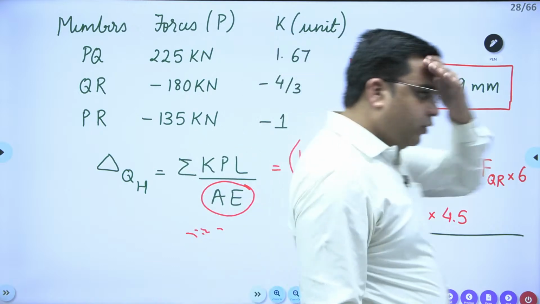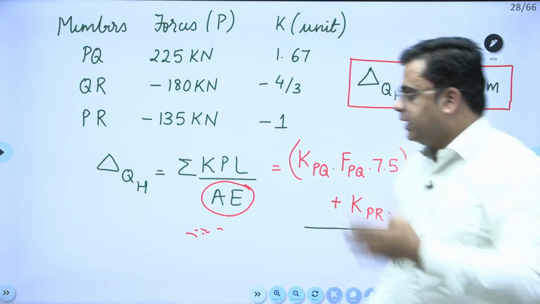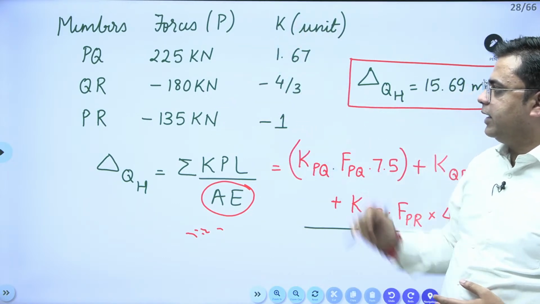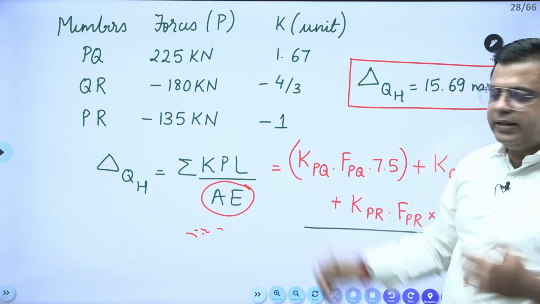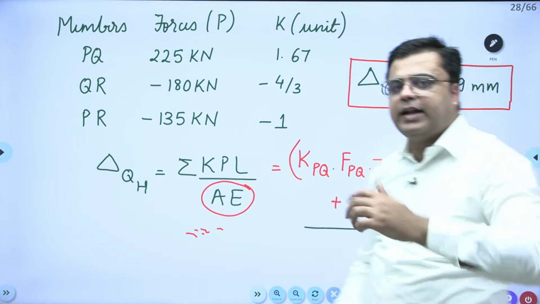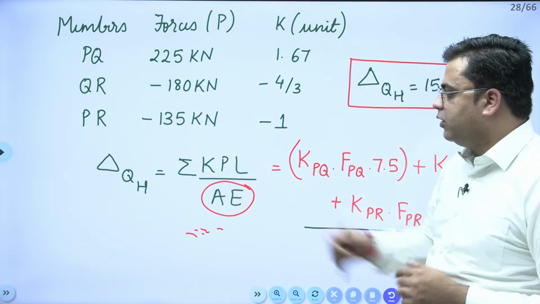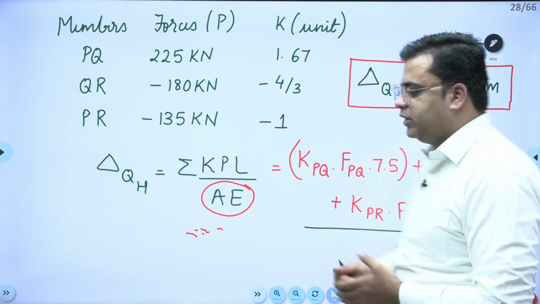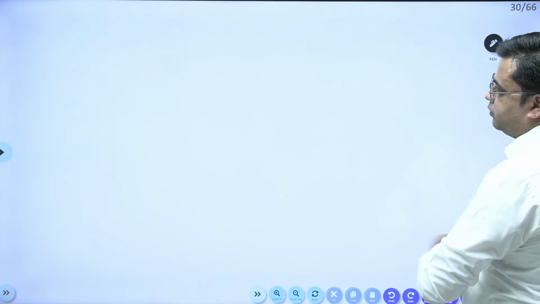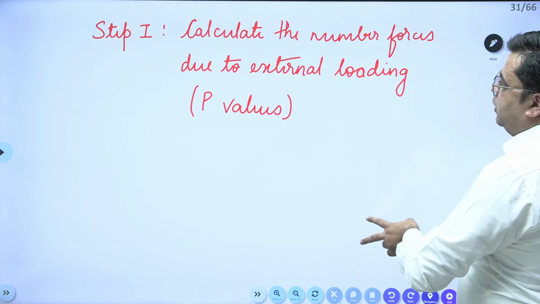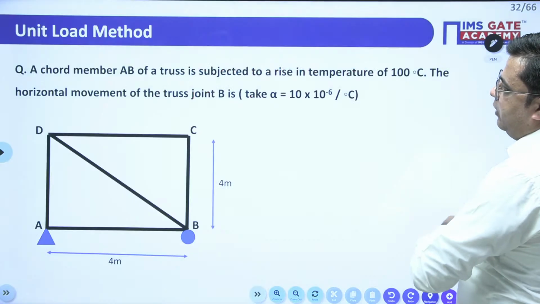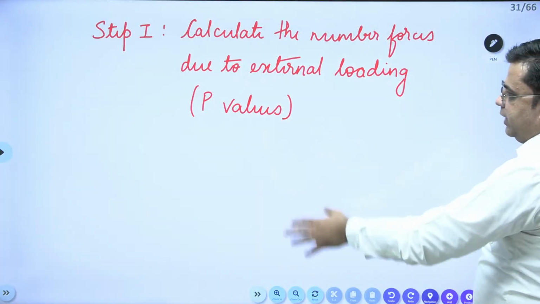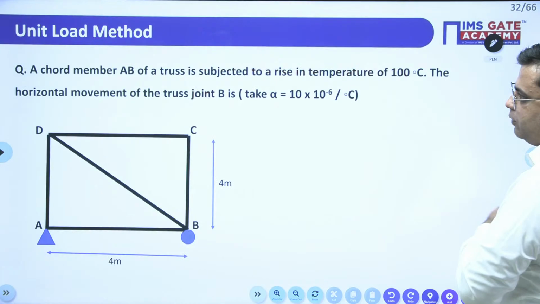So this is how you need to do when you deal with this type of question through the unit load method. You have to calculate the P values, then you have to calculate the K values. For calculating the horizontal deflection, or deflection in the direction of unit load, you have to take the summation of PKL by AE, and this will directly give you the value of deformation. Next, chalo. So this I have already told you how to deal with this. You have to calculate the P values, then the K values, and then use the summation formula, that is summation of PKL by AE.